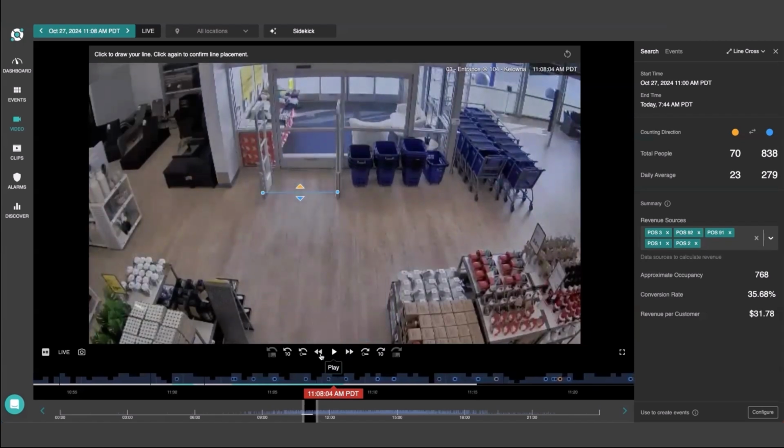Now, we take this same concept, the same data, I should say, of foot traffic coming into the store. And because Solink also has transactional data, we can very quickly pair it with the different point of sale systems and tell you during the time frame selected what your approximate occupancy was, and based on the foot traffic coming into the store, what your conversion rate and average revenue per customer approximately were during that same time.